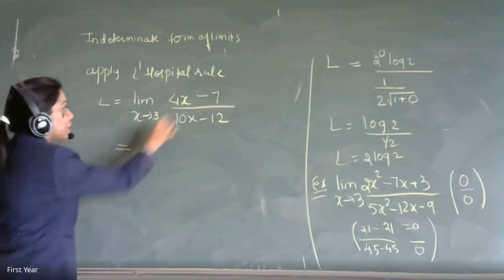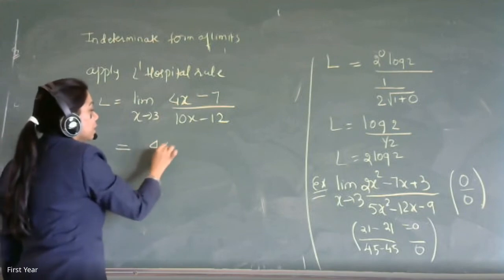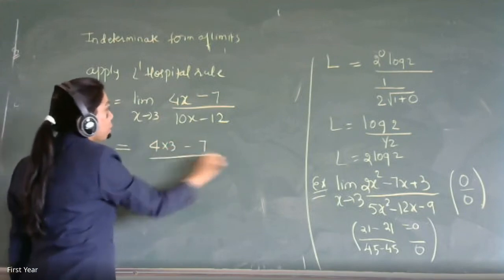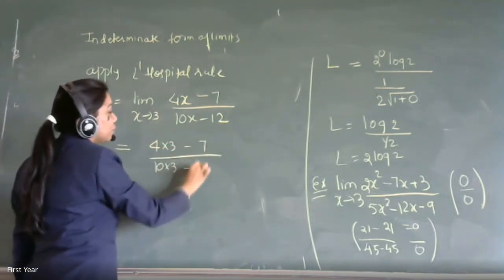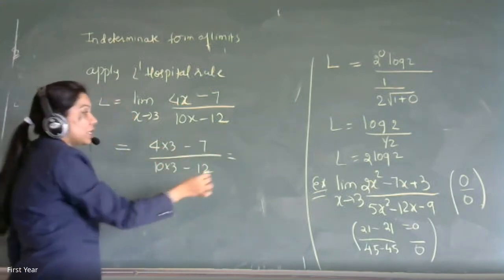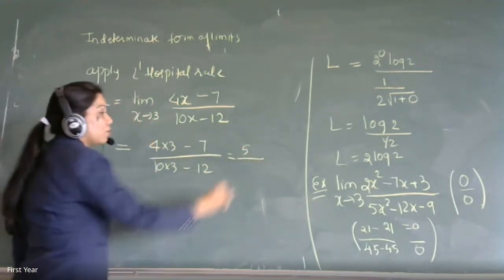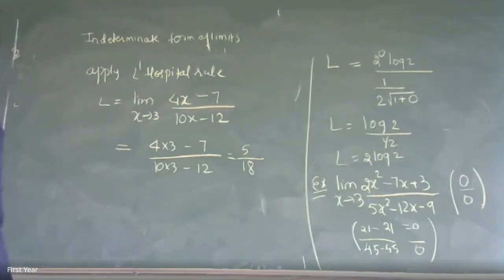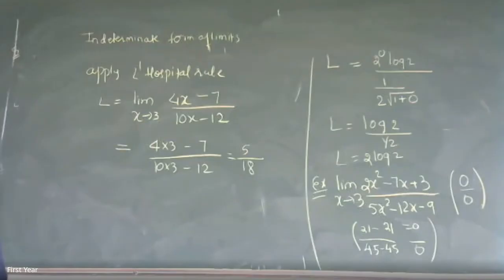So put x is equal to 3, it is 4 into 3 minus 7 upon 10 into 3 minus 12. 12 minus 7 is 5. 30 minus 12 is 18. So 5 by 18. Is it okay? Clear, everyone? Yes, ma'am. Simple?